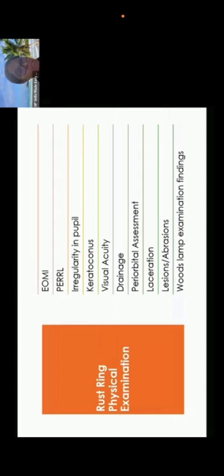What does your physical exam look like? So your extraocular motion is intact. PERRLA, pupils equal, round, reactive, and accommodates to light. Do you see any irregularity in the pupils? Keratoconus, that's very important. The best way to assess this is to actually look from the lateral sides and you'll see a protrusion of that eyeball.